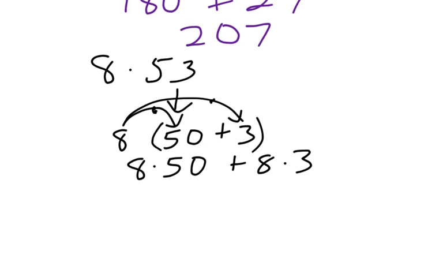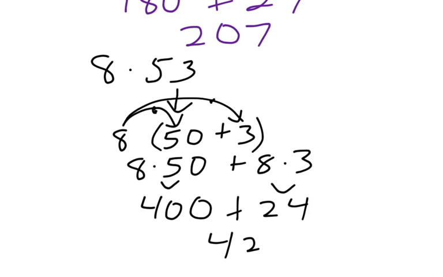And then 8 times 5 there's 40. Add on the 0, you get 400. 8 times 3 is 24. Add those together, and we get 424.